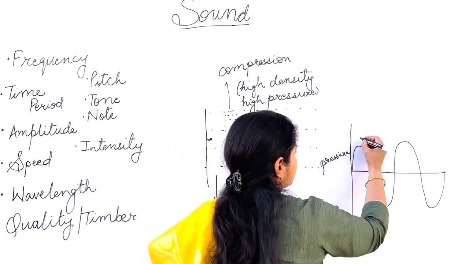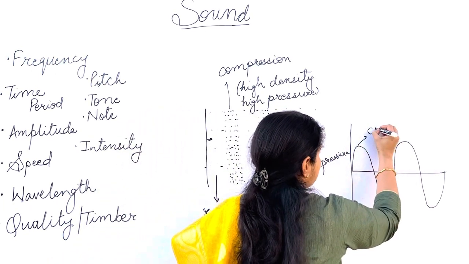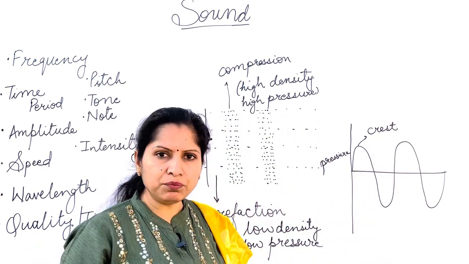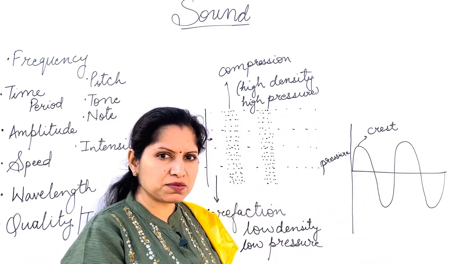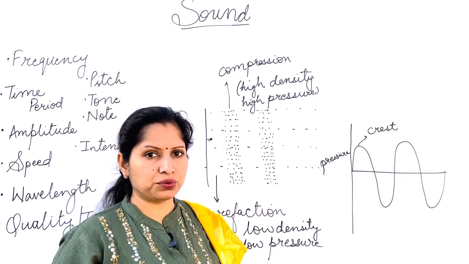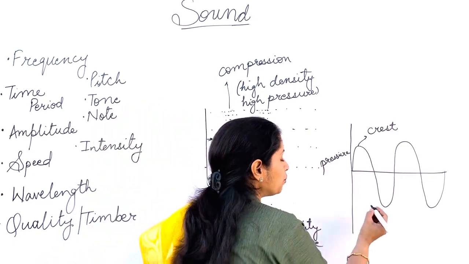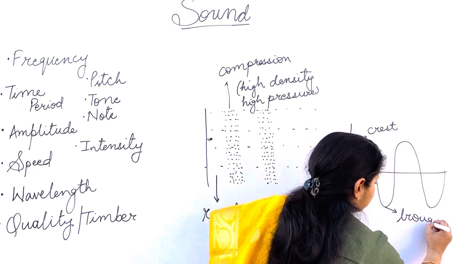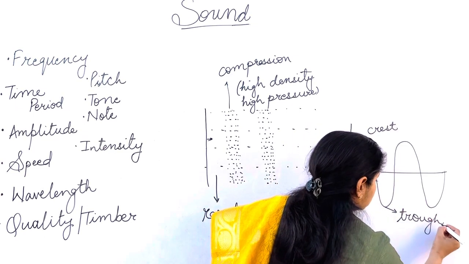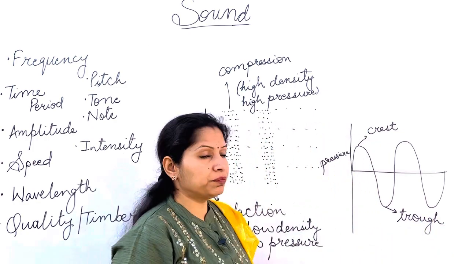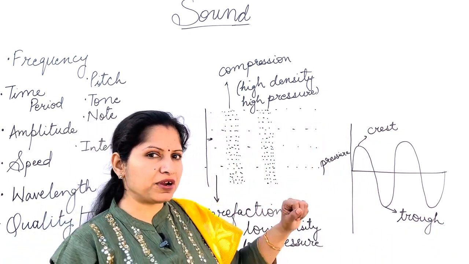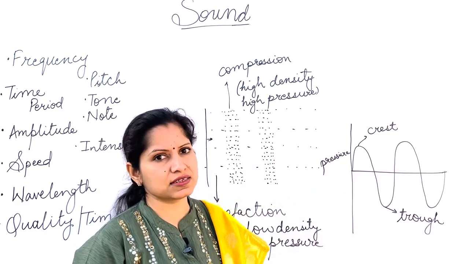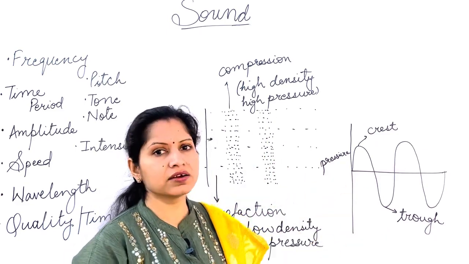This high pressure area is known as crest. When the pressure is maximum at a point, that point of the graph is known as crest. And when the pressure is lowest, that part is known as trough. So the point where the pressure is maximum is crest, and the lowest pressure area is known as trough in our graph.